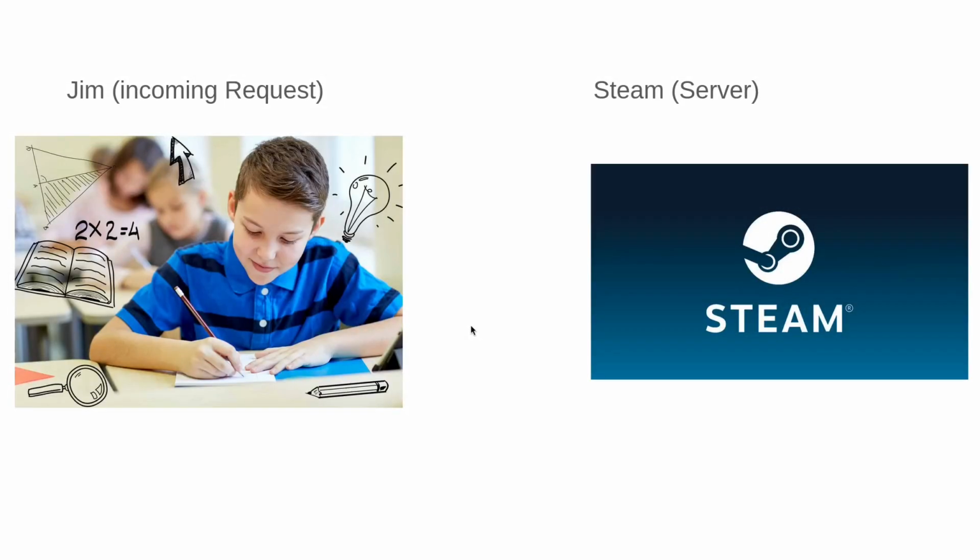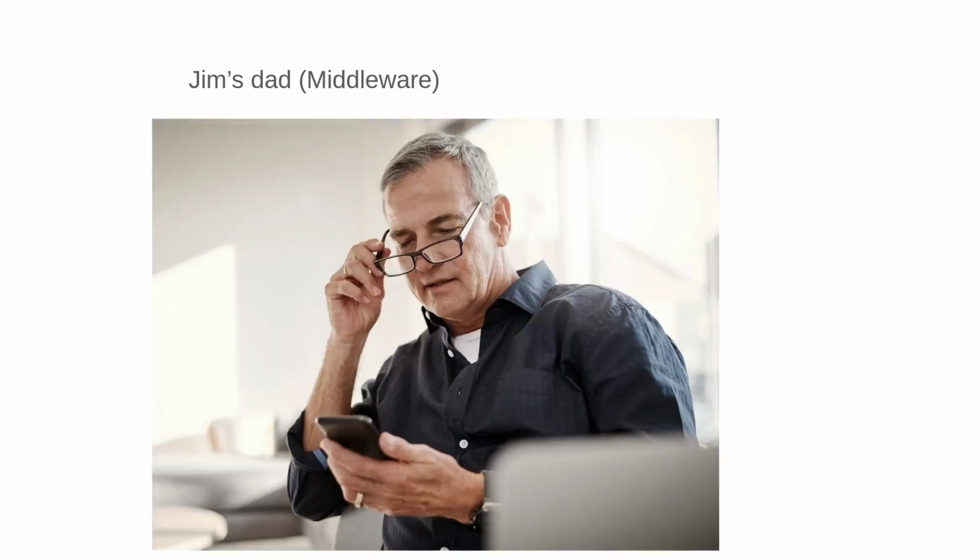So for example, let's say Mr. Jim, or Little Jim here, is a kid who wants to buy games from Steam. In our example, Steam is the server. But not everything is perfect in this scenario. Let's say we have Jim's dad that overlooks everything about his son. He wants him to study and work hard.